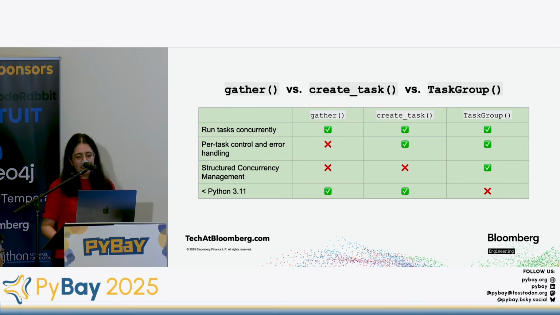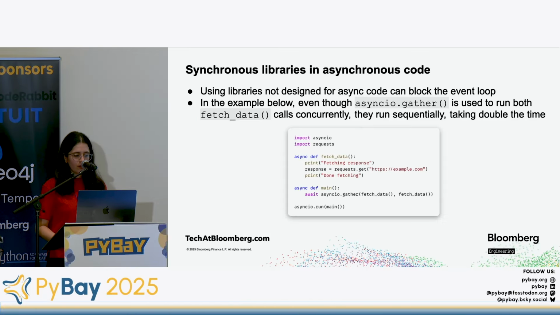So we looked at gather, create_task, and TaskGroup. Here's a quick comparison that I've prepared. All three of them allow you to run your tasks concurrently. But create_task and TaskGroup allow for more per-task control and error handling. And for more structured concurrency, you should go with TaskGroup. But it's not supported for versions less than Python 3.11.